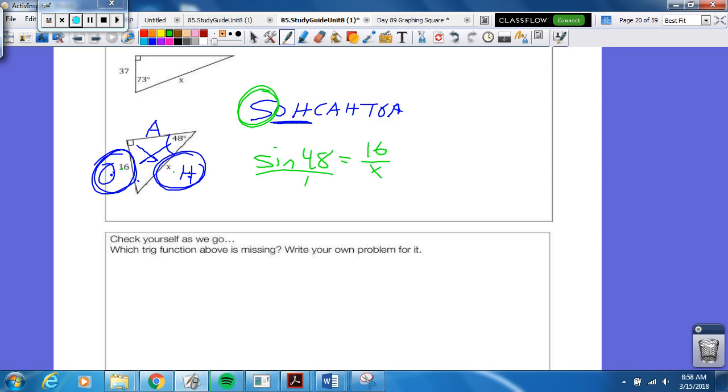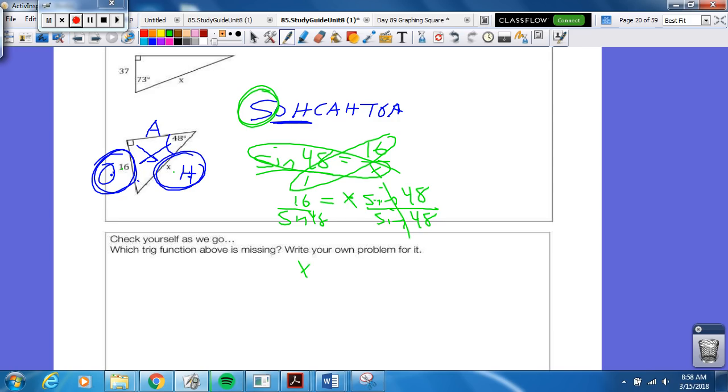Okay, so cross multiply. 16 times 1 is 16. X times sine 48 is x sine 48. All right, let's divide by sine 48. Why? Because that's the opposite of multiplication. So that's 1, and so x equals 16 divided by sine 48. Cool. 16 divided by sine 48 is 21.53. And so both of these are acceptable answers. We got it. All right, let's keep practicing.